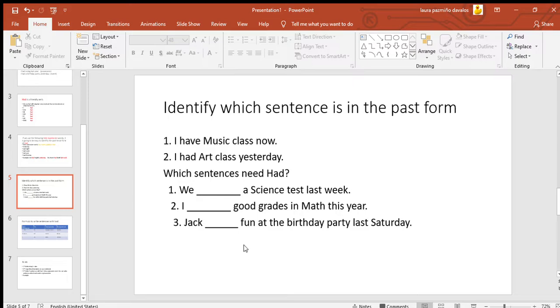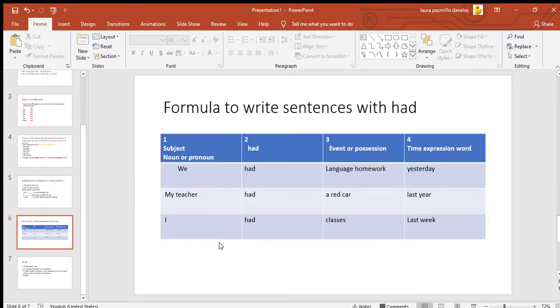To make it clear and easier to write sentences in the past tense form, we're going to check the next chart. This is the formula to write sentences with had. This formula has 4 steps. Step 1, 2, 3, and 4. Step 1 goes the subject. Subject could be a noun or a pronoun. Step 2, had, because we're talking about the past. Step 3, event or possession. Step 4, time expression word.